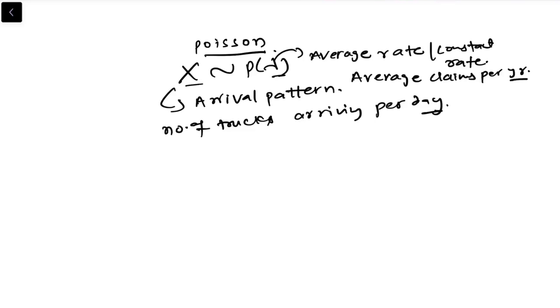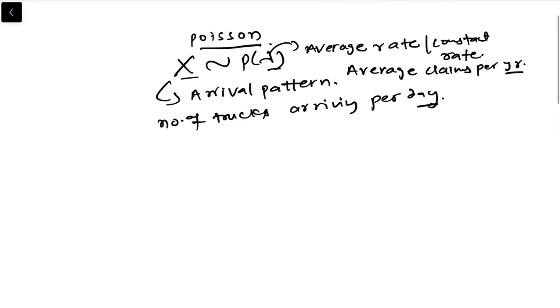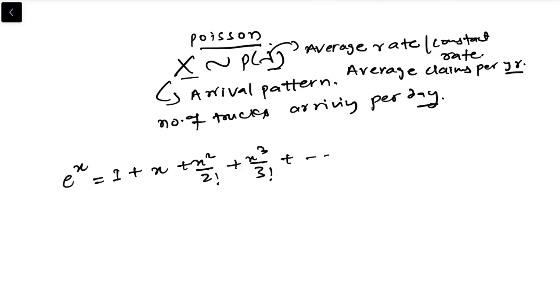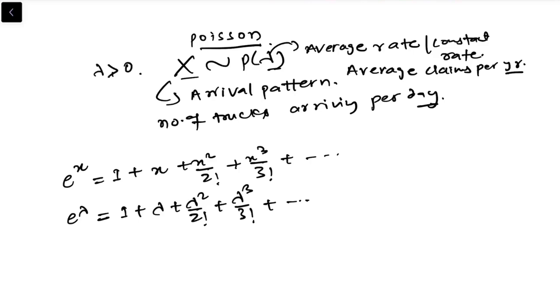now let's look at how we can derive the PDF. We know the expansion of e to the power x is 1 plus x plus x square by 2 factorial plus x cube by 3 factorial and so on. If I put x equals lambda, then this is e to the power lambda equals 1 plus lambda plus lambda square by 2 factorial, lambda cube by 3 factorial and so on. Okay, and here lambda is greater than 0.